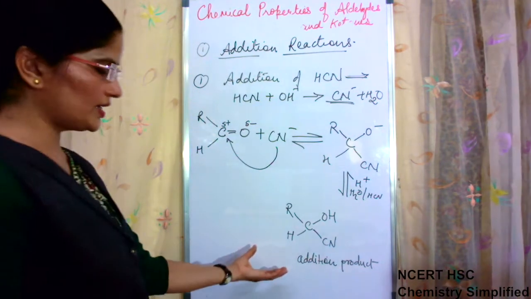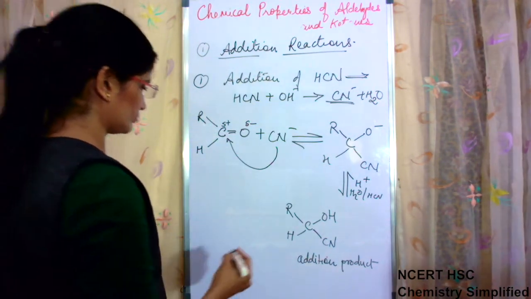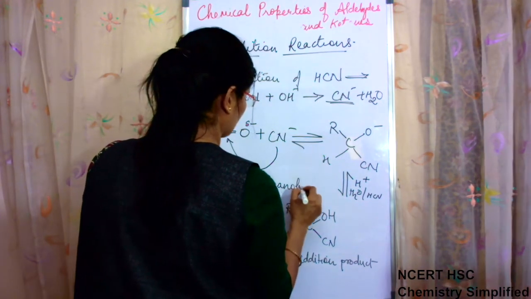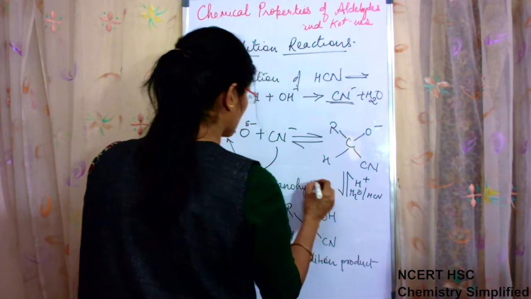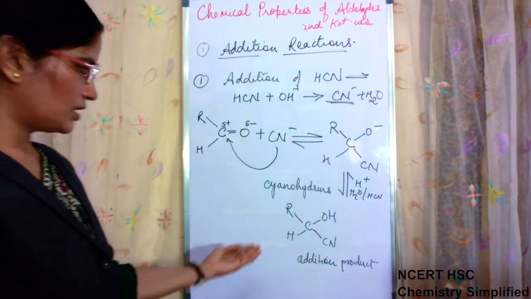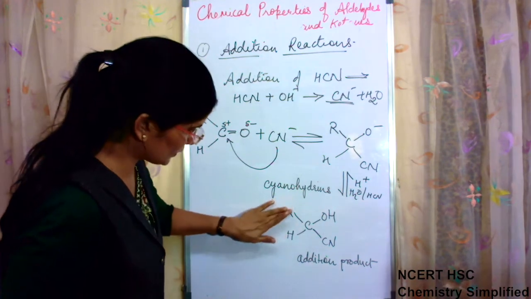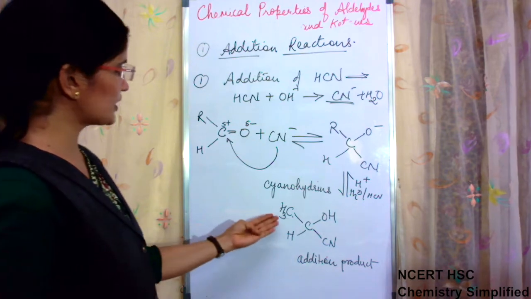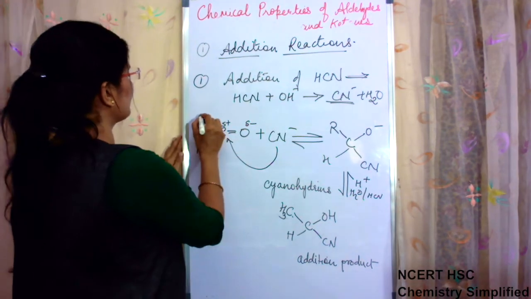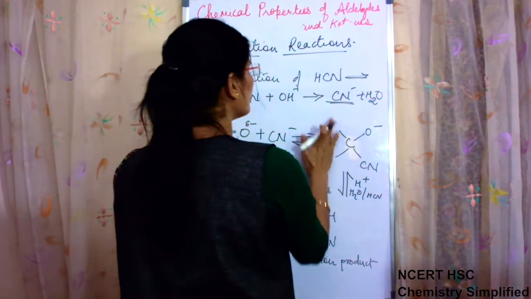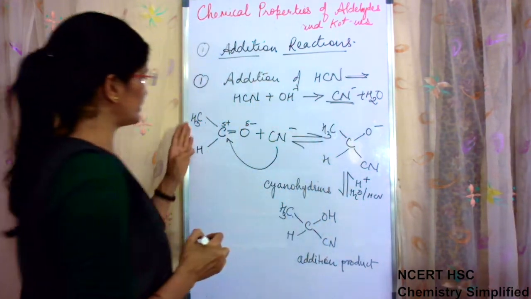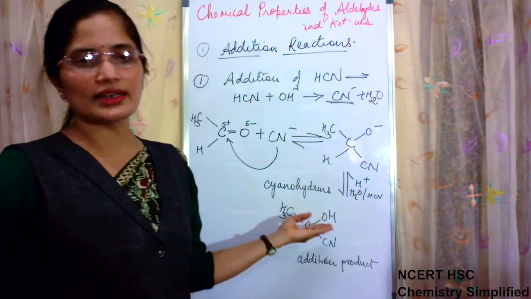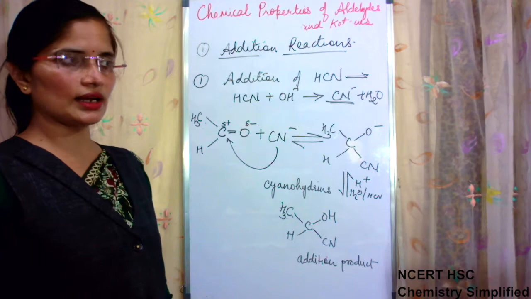And these are known as cyanohydrins. Suppose if I specify it, if it is CH3. So this was actually what? If this group instead of R was CH3, then actually it was acetaldehyde. So acetaldehyde cyanohydrins. The names of all these addition products are like this.